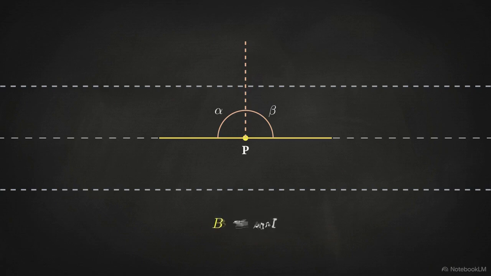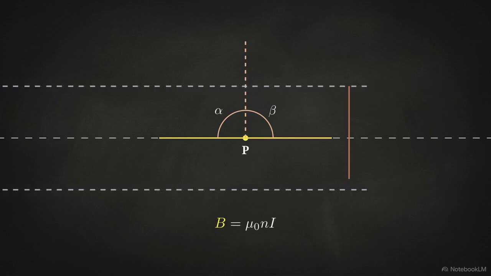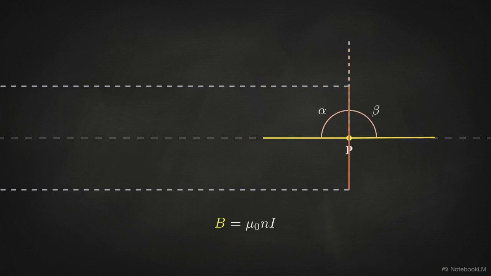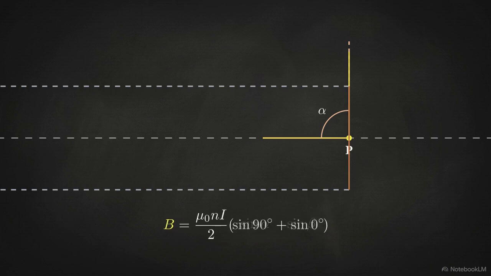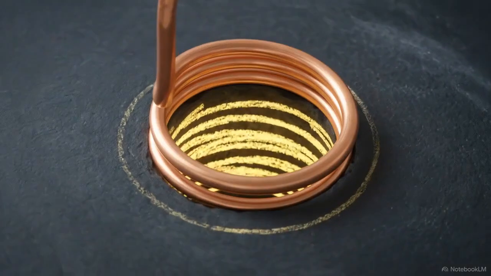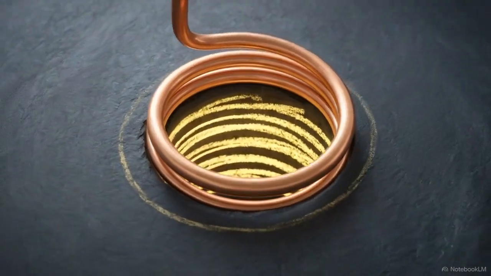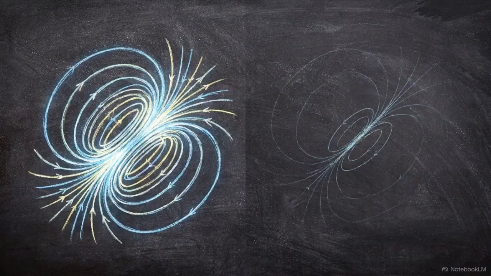To find the boundary condition at the very edge of the solenoid, we move point P to the physical opening. Angle alpha remains at 90 degrees, but angle beta collapses to 0. The sine of 90 degrees is 1, and the sine of 0 is 0. The sum is exactly 1, leaving us with half the field strength of the interior. The geometric limits of the system dictate that the magnetic field strength precisely at the opening of a solenoid is exactly 1/2 of the maximum value found deep within its interior.